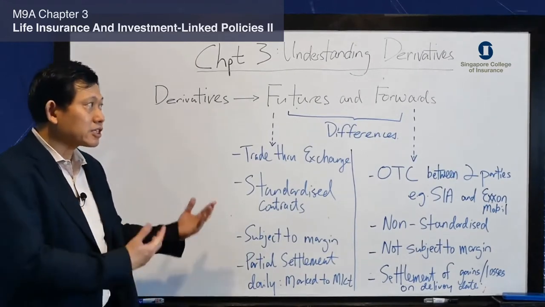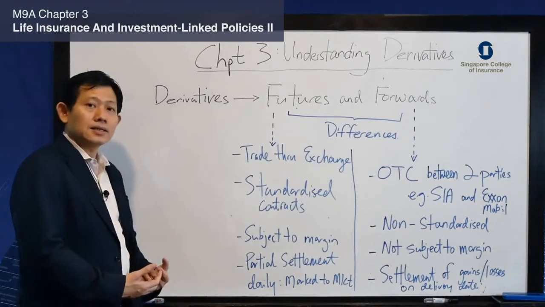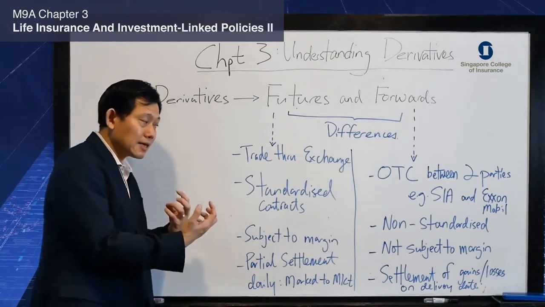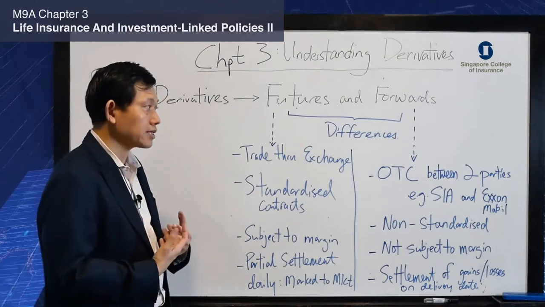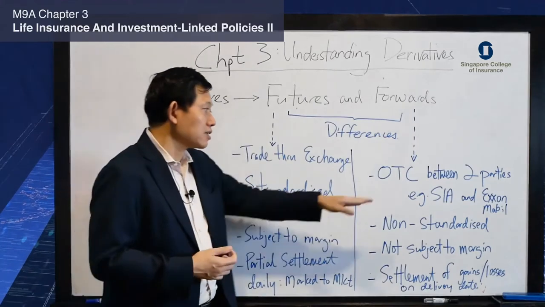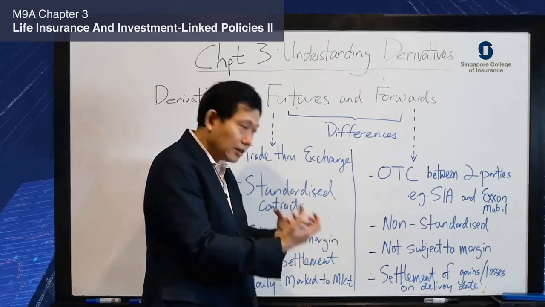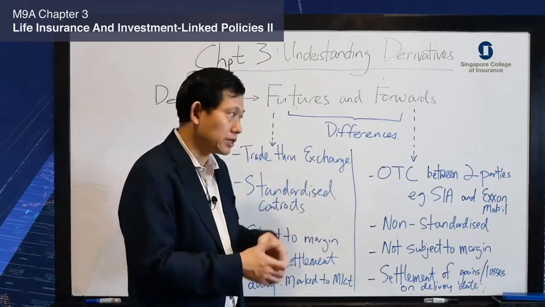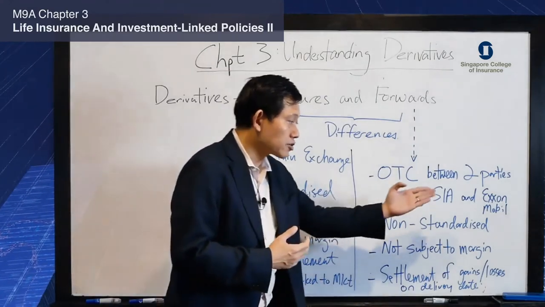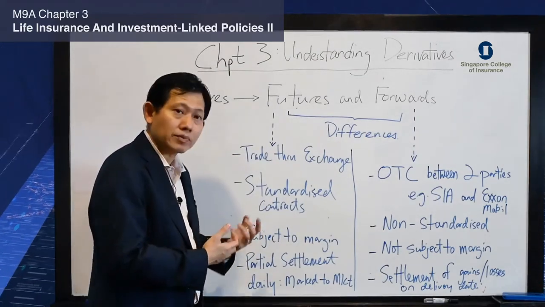Okay, let me now explain to you the difference between forwards and futures. In the beginning, the very first contract that comes out is actually the forward. Forward contracts are between two parties that bind both parties with the obligation to buy and sell. The technical term we call it is over-the-counter. That means it trades over-the-counter between two parties. These two parties are huge entities, not private individuals. For example, SIA, an airline company in Singapore, and ExxonMobil, an oil company from the United States, but the majority of oil is from Saudi Arabia.